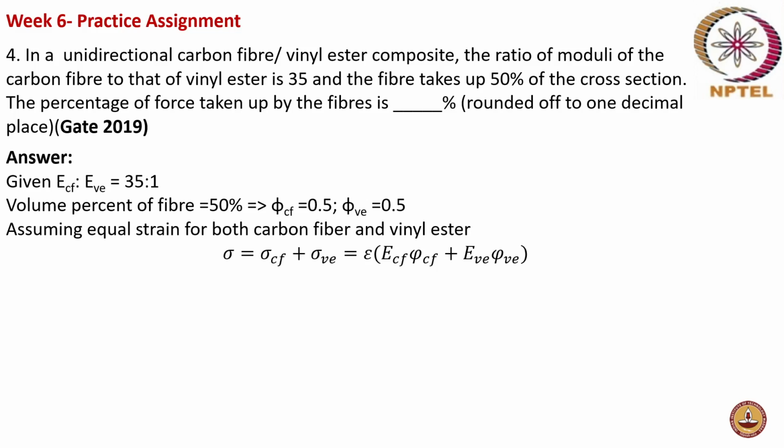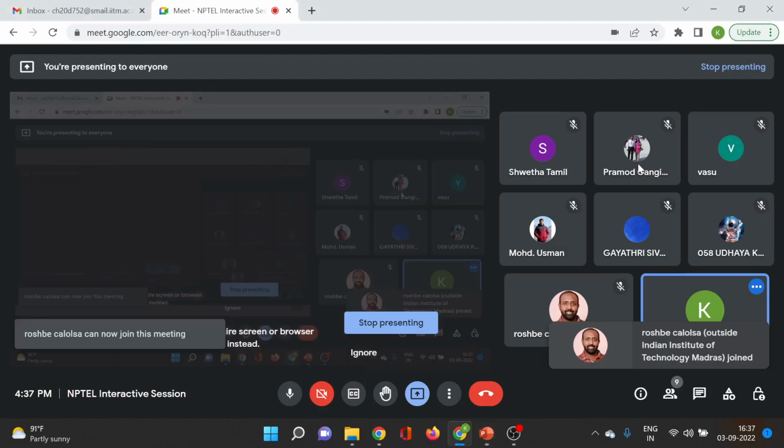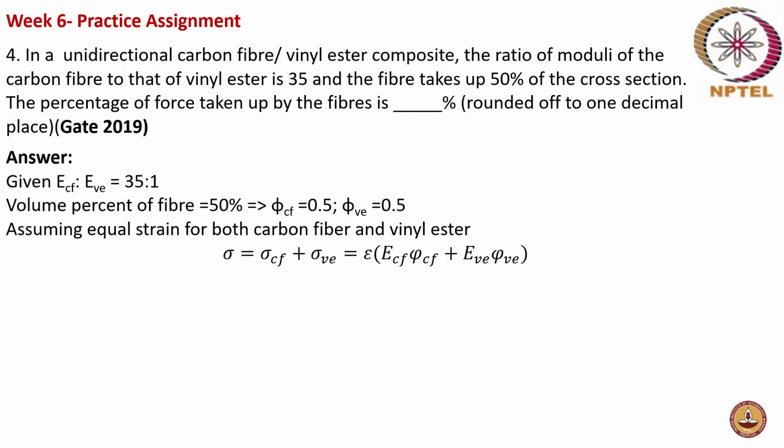So equal strain. Sigma is equal to sigma of carbon fiber plus sigma of vinyl ester. That is equal to epsilon, the symbol for strain, into E of carbon fiber into volume fraction of carbon fiber, plus E of vinyl ester into volume fraction of vinyl ester. Right, now how do you proceed? They have not given the E value, the modulus value, directly, but they have just given the ratio. So how do you proceed?